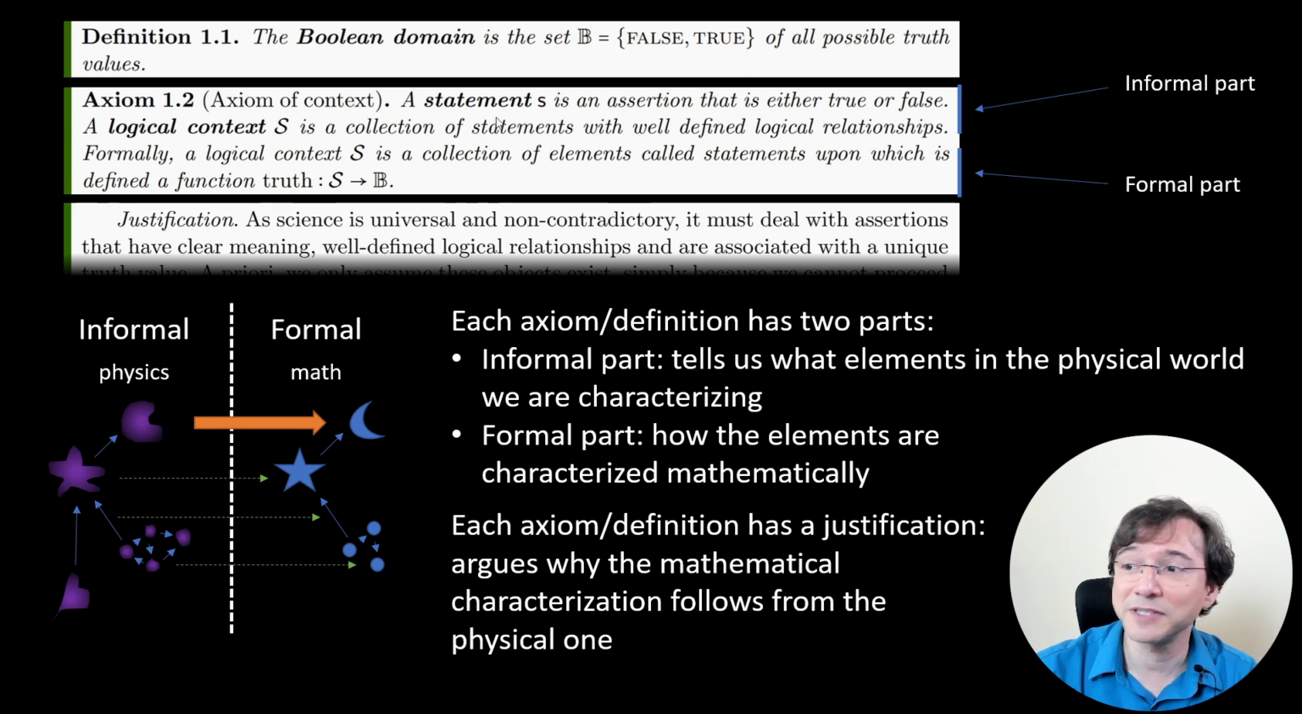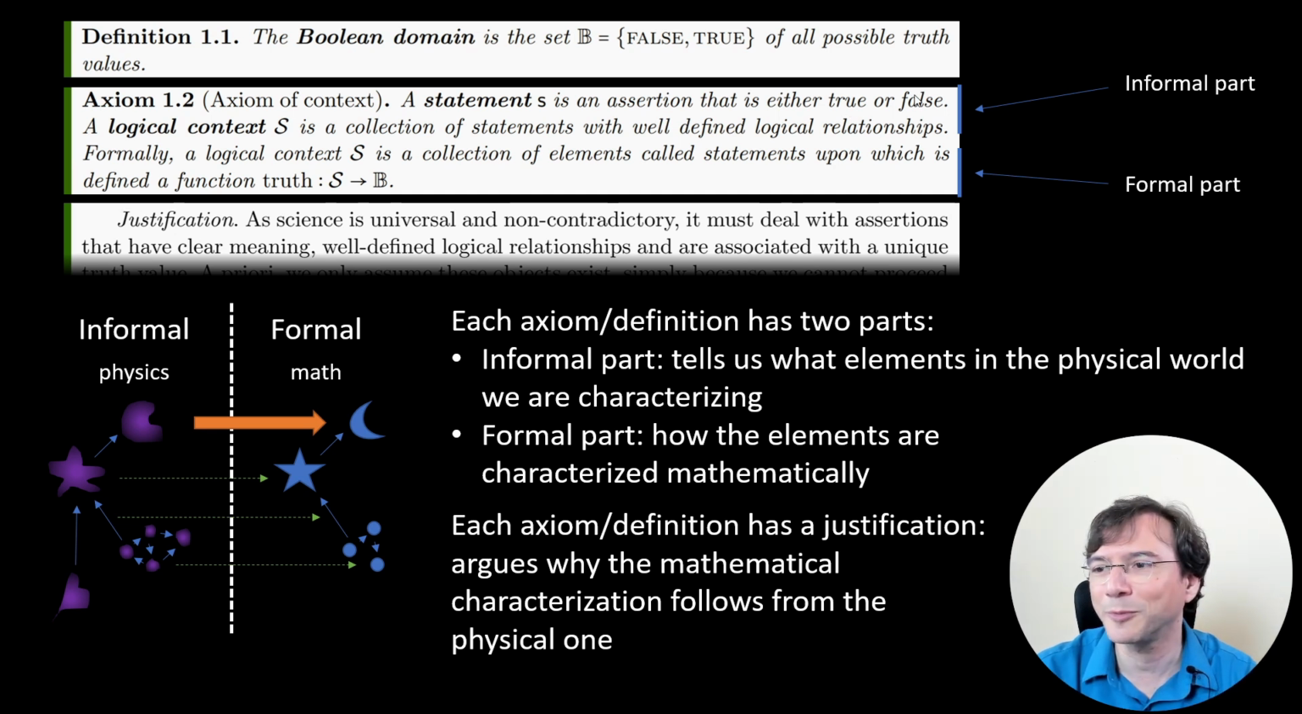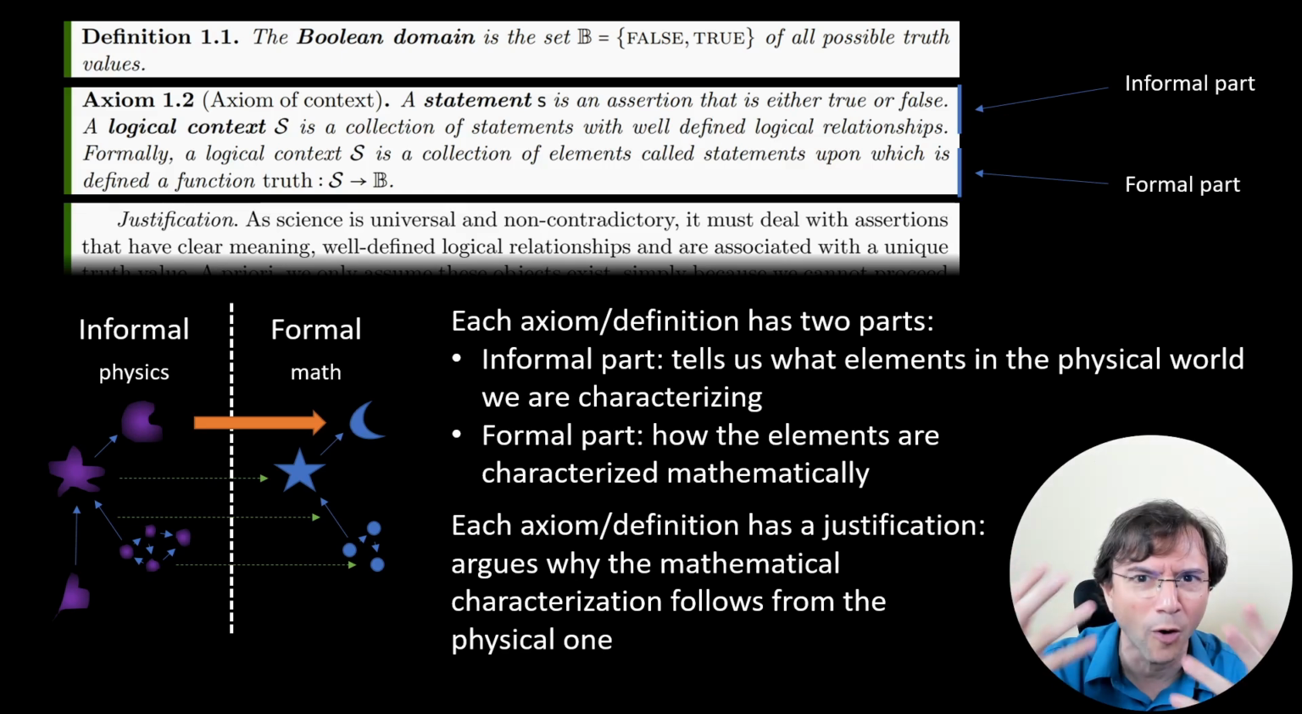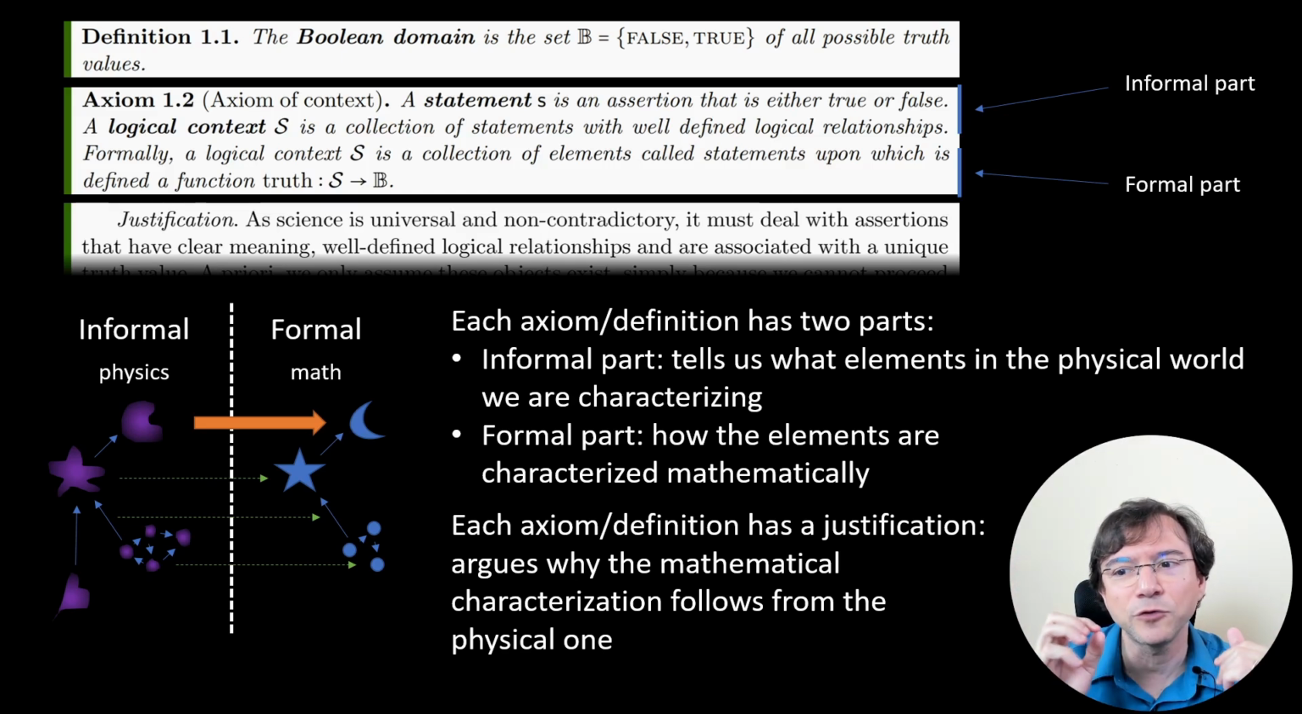And what we would like to say is that a statement S is an assertion that is either true or false, and that a logical context S is a collection of statements with a well-defined logical relationship between them. And of course, if you start like this for a formal system and talk to a mathematician, they're going to tell you, oh, this is not precise. What exactly is a statement? What is true or false? What does well-defined logical relationship mean? So again, this is the informal definition, right? This is where the physics lives. This is where the real concept that we want to model exists. And then we have to take part of those ideas and formalize them into the math.